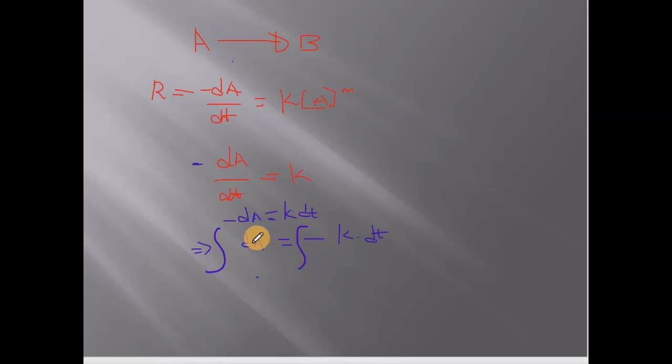Now the integration is the change in the concentration of A from a particular concentration to what? A final concentration. So for this reactant, where A drops to form B, the initial amount of A is what? A naught. Then the final amount of A is the A at any time, At. In the same way, the initial time here is what? T naught. Then t.